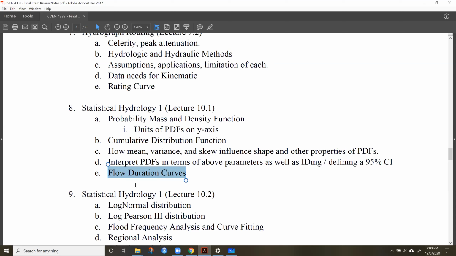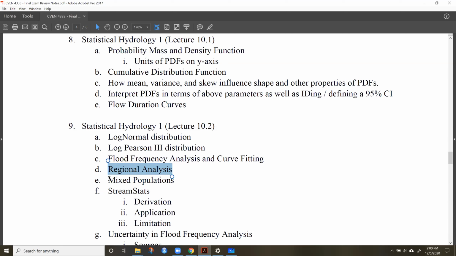Be able to interpret flow duration curves as well as those log Pearson distributions for flood frequency analysis. We have regional analysis, right, which is what StreamStats does. It does regression equations based on regional data. You know what mixed populations means, how we can have snowmelt floods and rainfall floods in the same river, and they have two different populations associated with them.